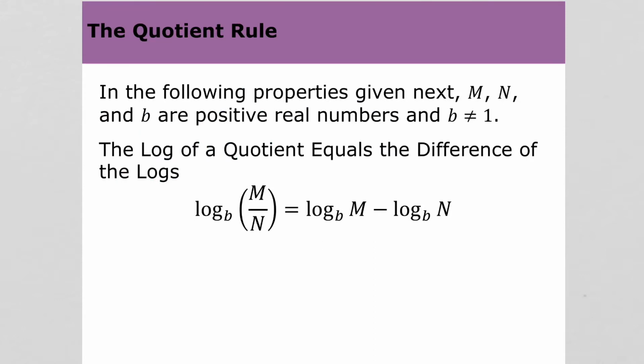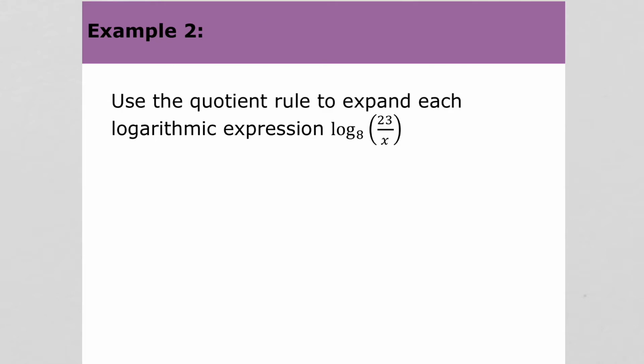The quotient rule says that if there's division, then you subtract. So log base b of m divided by n is the same thing as log base b of m minus log base b of n. So using the quotient rule here, we would say log base 8 of 23 minus log base 8 of x.